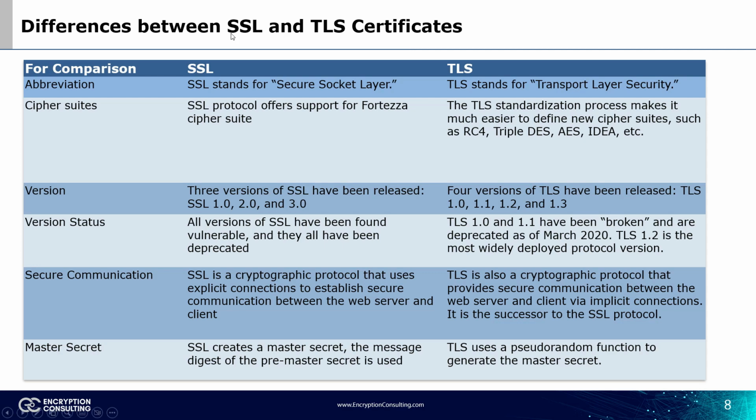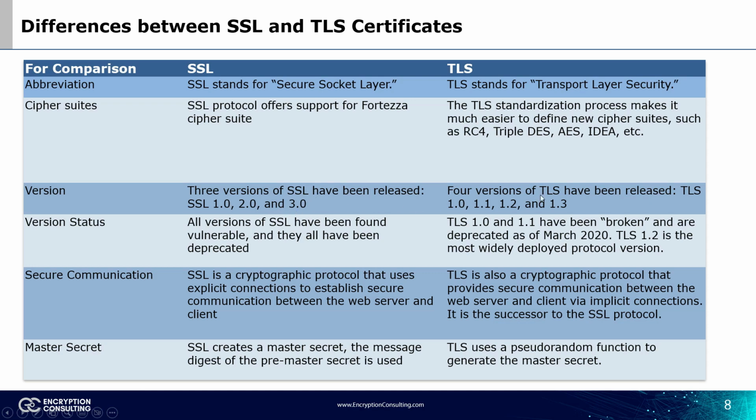And then right here we have a table of some major differences between SSL and TLS to clear it up. The biggest difference between SSL and TLS is the number of cipher suites that are available for TLS. As you can see, it goes through RC4, Triple DES, AES, IDEA, and etc. And SSL offers support for Fortezza, but that's about it. So TLS is more robust in that sense. Here are the corresponding versions as well.